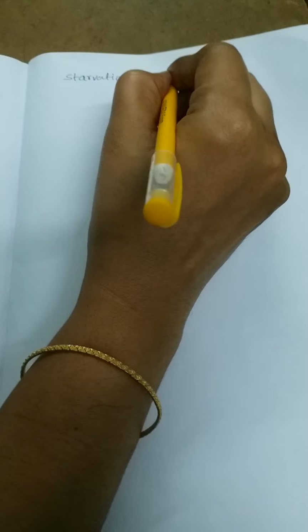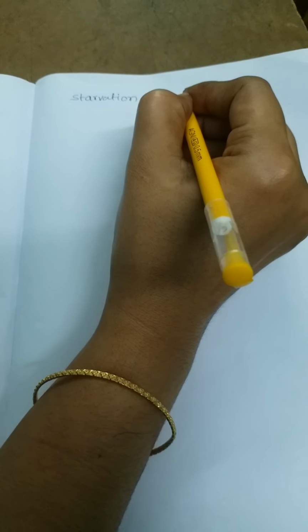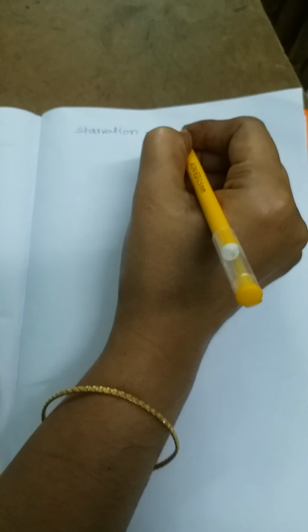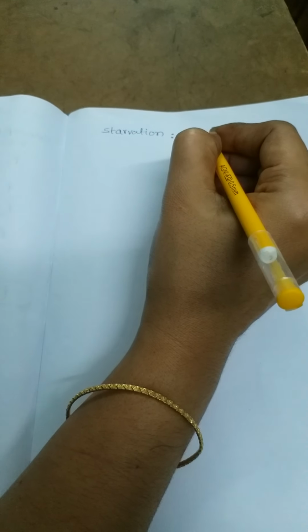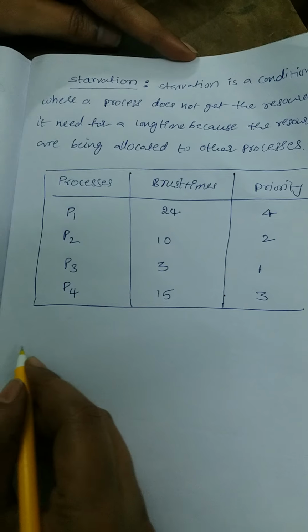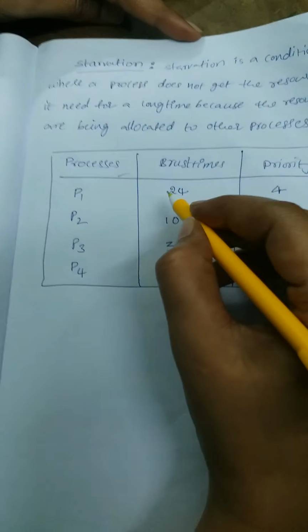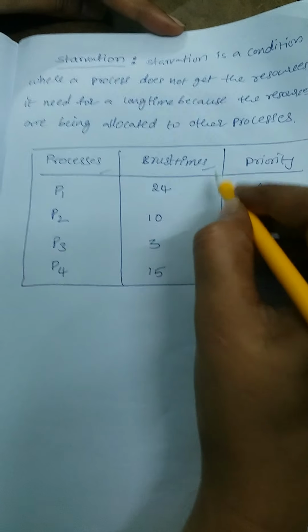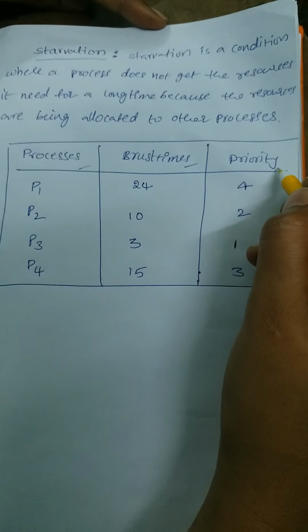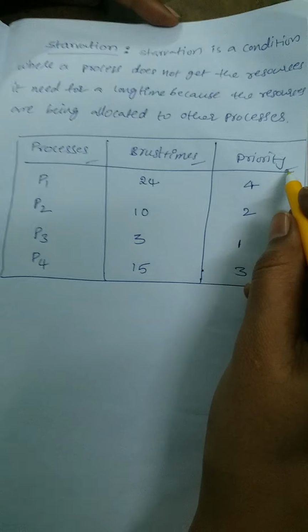Starvation is a condition where a process does not get the resources it needs for a long time because the resources are being allocated to other processes. If we observe, here are some processes given, and for those processes the burst times are these, and next is priorities. So here priorities are given. Let us see in which situation starvation will occur.